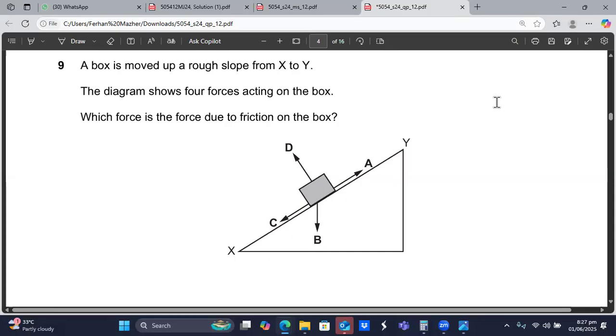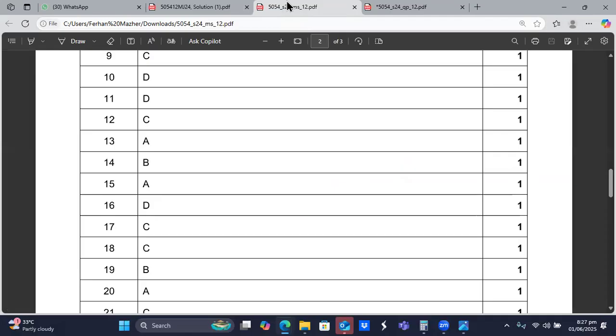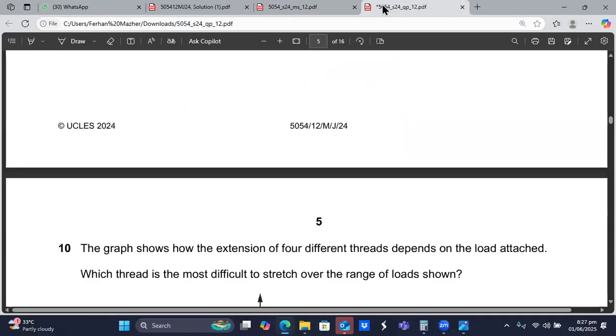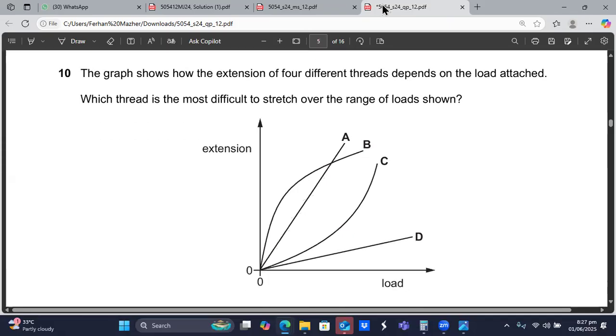It will be downward along that ramp. So I think C is the option, sir. Question number 9, C is the right answer, sir. Okay, so we are on the next question. That is question number 10.